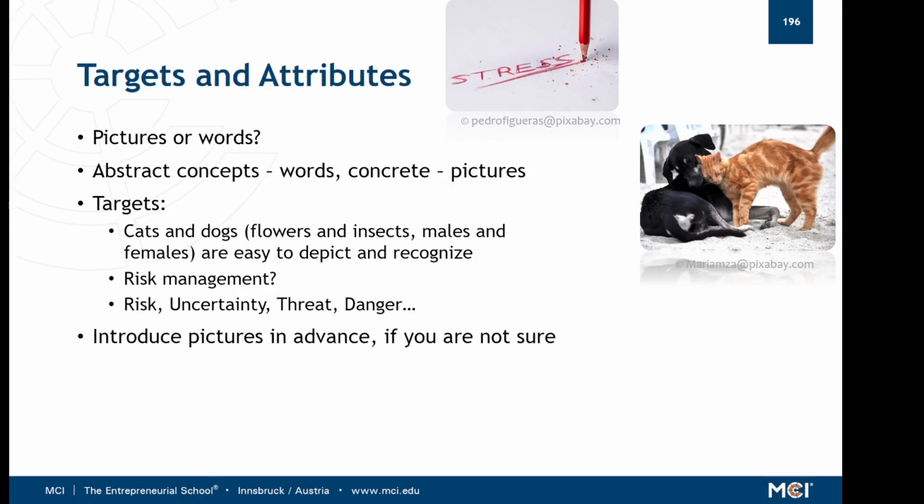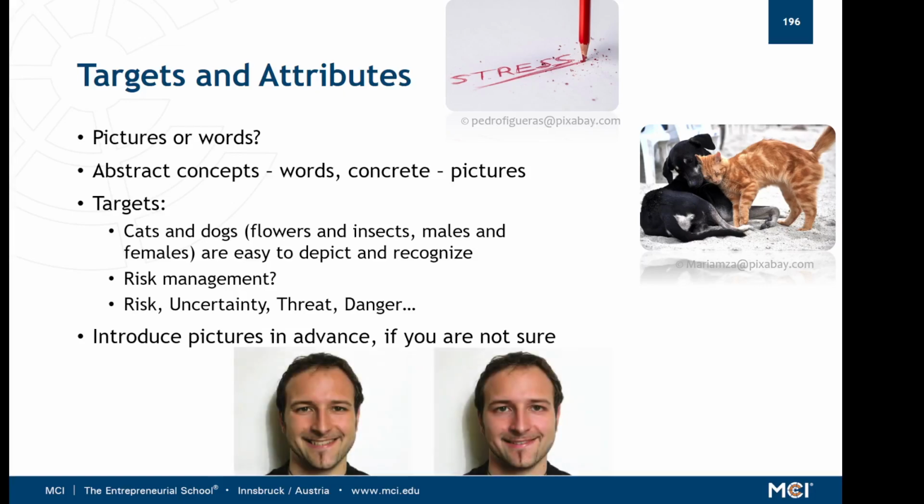Before you run your test, you have to show the pictures in advance, what people will see, so that they understand. With a dog and with a cat, it's pretty simple, because everybody knows how a dog and a cat look like. But if you use, for example, as we use in our research, true and fake smiles, you have to show what is the true smile, what is the fake smile, to reassure that your participants understand what is the difference between those.